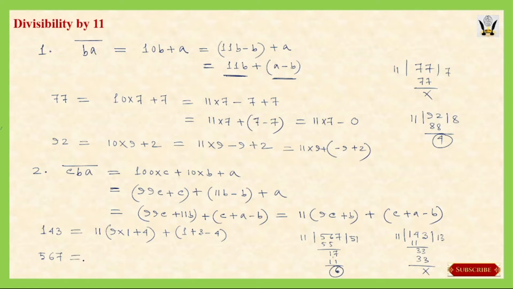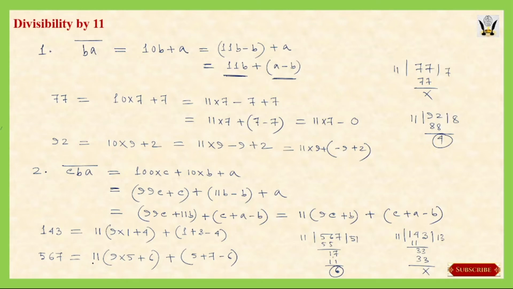Now if we go by this condition, then here 11, and within this bracket we will have 9c. So 9 and c means what? c means the digit that we have at the hundreds place, so it will be 5. So 9 multiplied by 5, and then b, the digit that we have at the tens place, so it is 6. And then we will have c plus a minus b, so it will be 5 plus 7 minus 6. So 9 5s are 45, and then 6, it is 51.